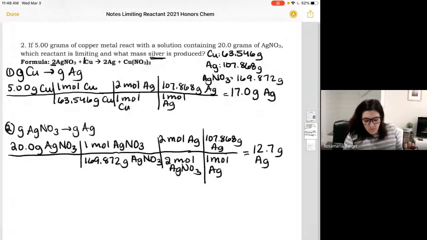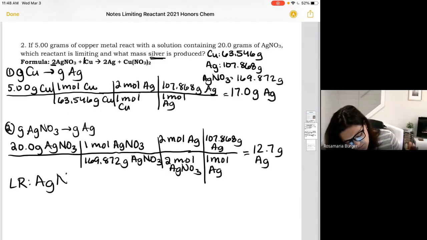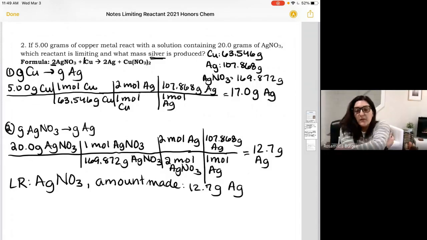Okay, so my limiting reactant then is going to be AgNO3, and my amount made is going to be 12.7 grams of Ag, because it's the smaller amount.